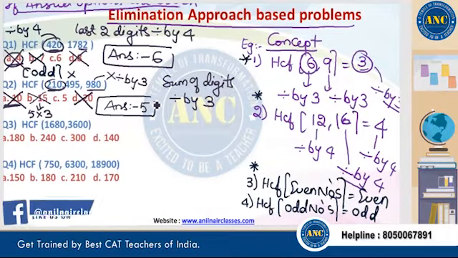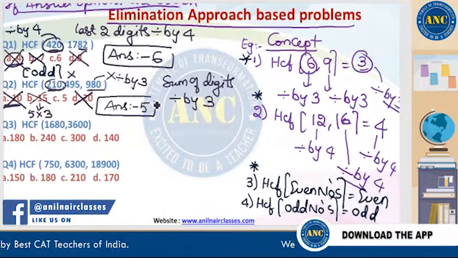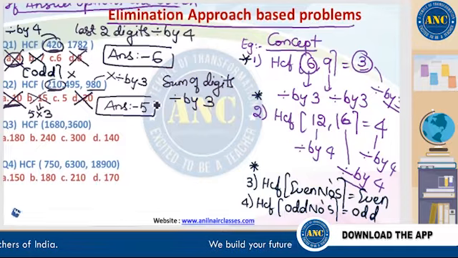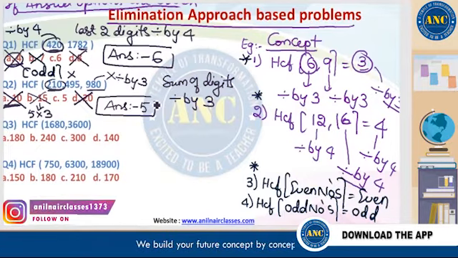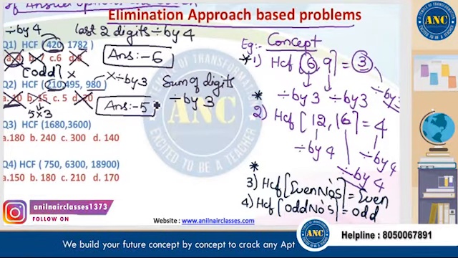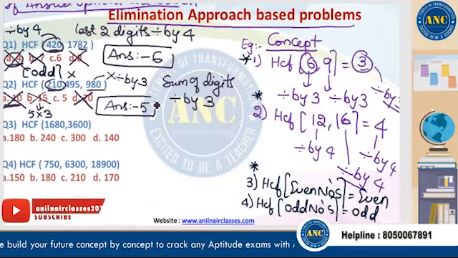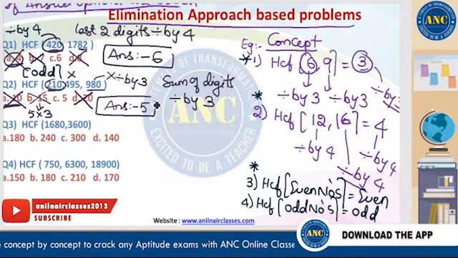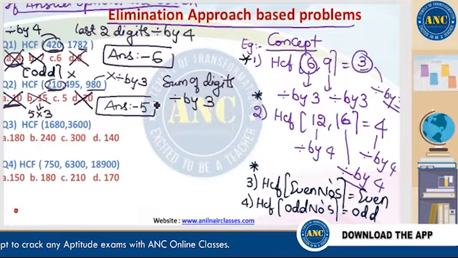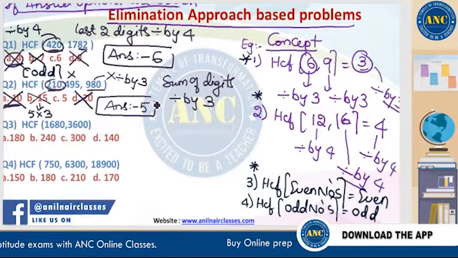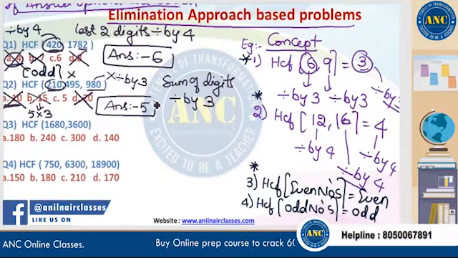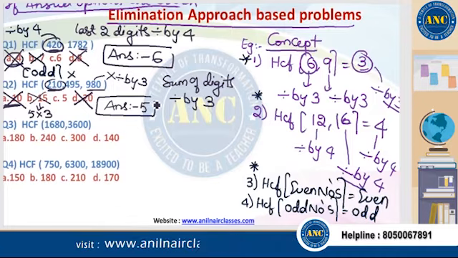Option A is eliminated because if option A is right, all the three numbers should be divisible by 10. But the second number 495 is not divisible by 10. If a number is not divisible by 10, how can it be divisible by 20? 10 is out, 20 is out. 15 is 5 into 3. The number should be divisible by 5 and 3.